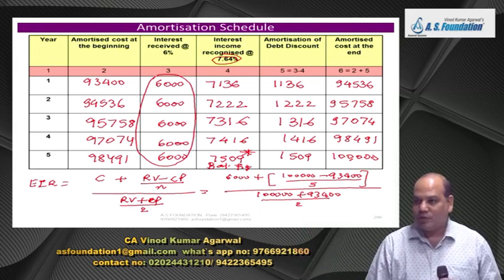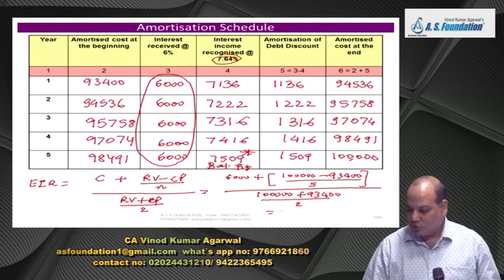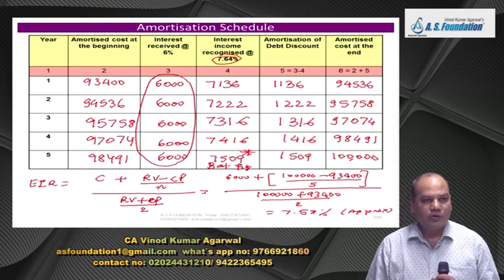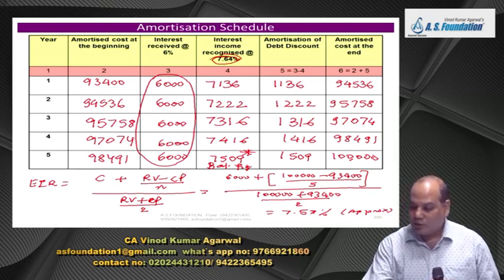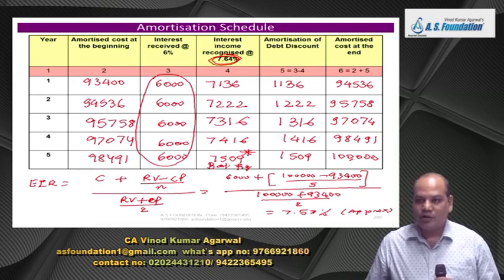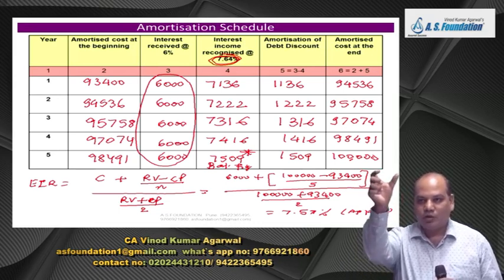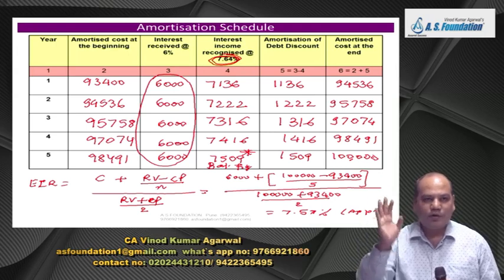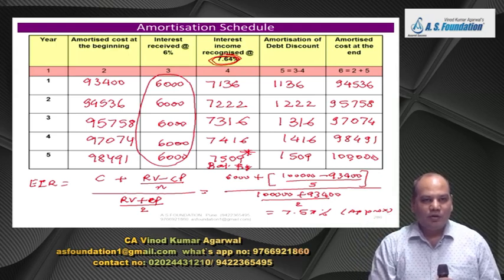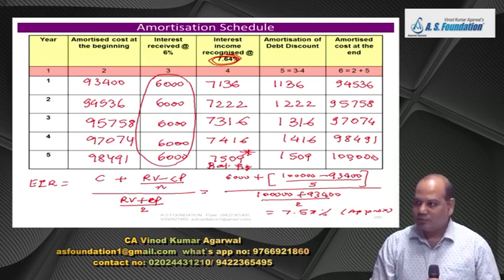Is anybody able to solve it? 7 point? So 7.57% approximately, because this is a formula method, so it will give you an approximate answer. And they might have calculated using the computer. In the computer, you write down the numbers, put the formula, and you'll get the exact, accurate answer.